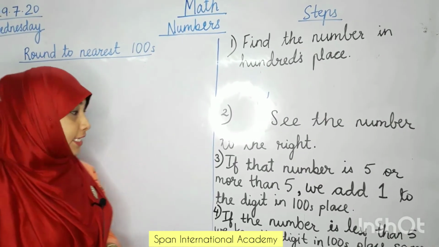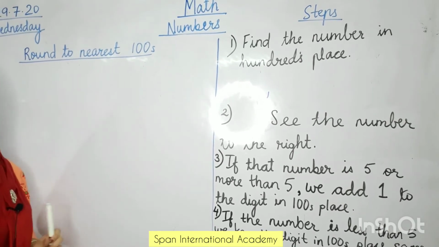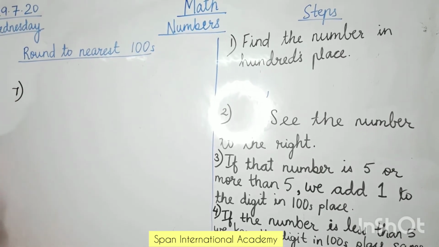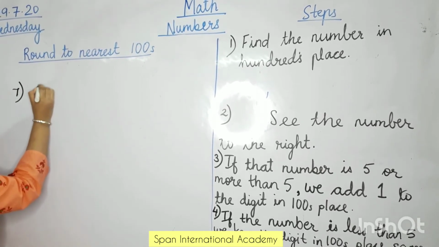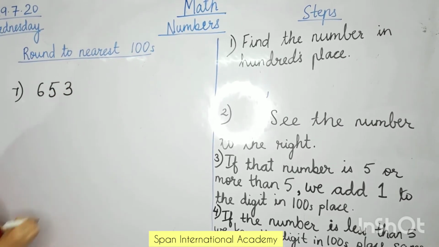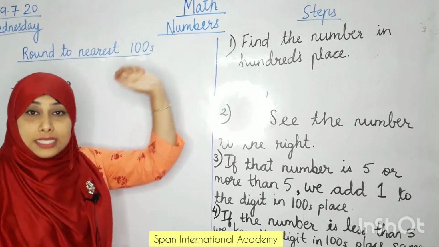Now we are going to see the seventh example. We have seen examples 1 to 6. Now let's go ahead and see the seventh one. The seventh example is 653. We again start with the steps.